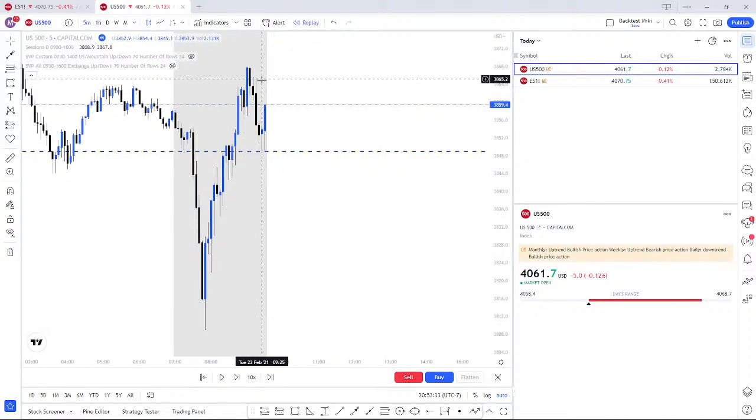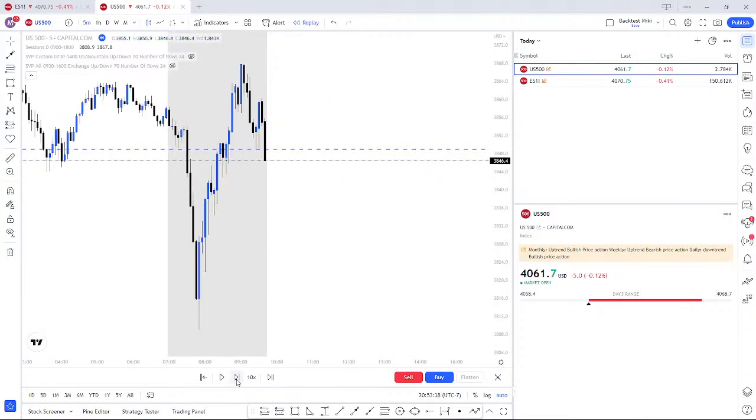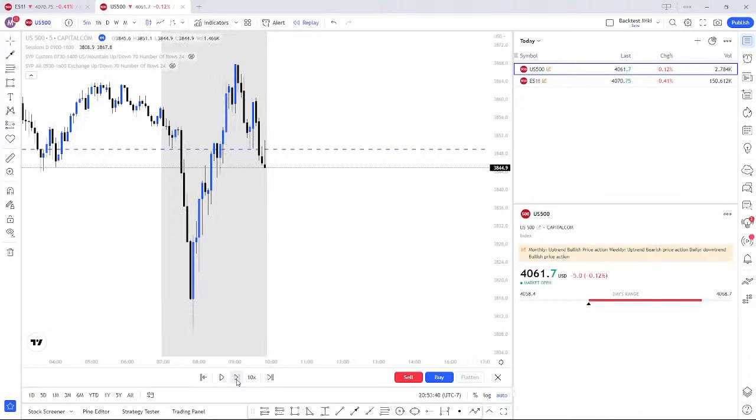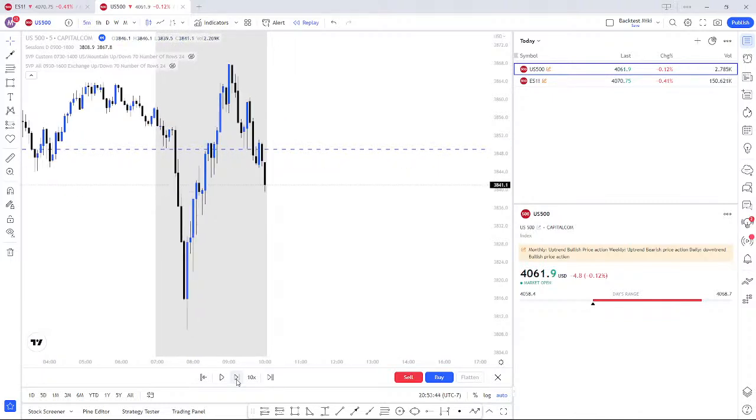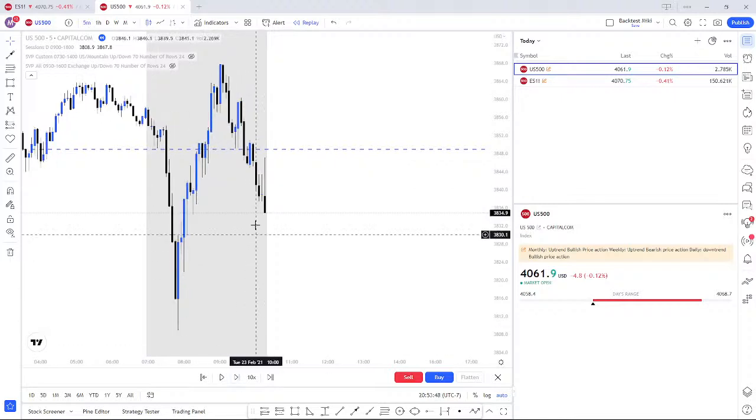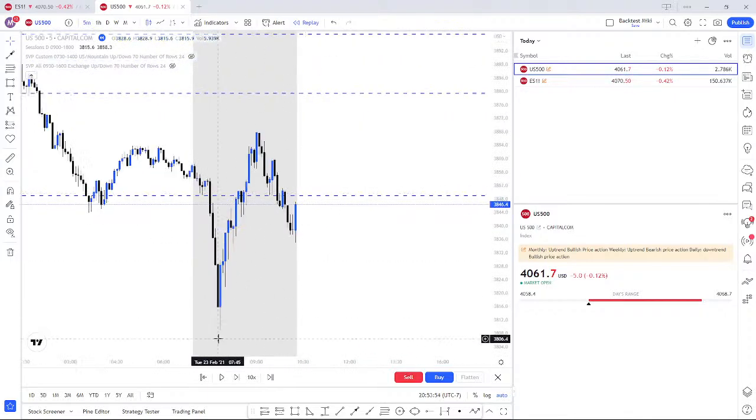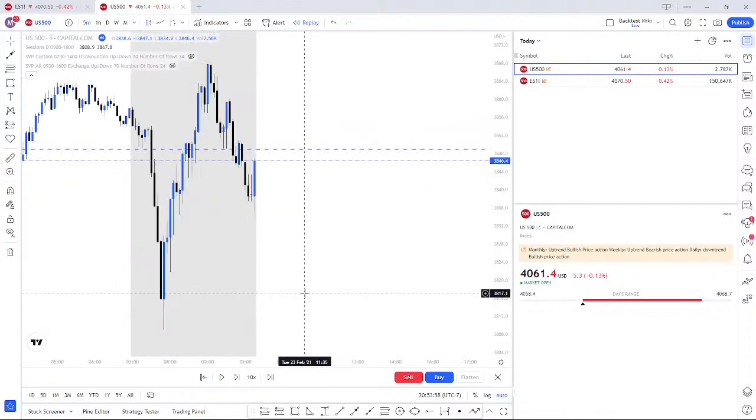Let's see if price interacts up here. That's where we found some rejections from. Didn't quite make it. There have been no trades today. No trades at all. It's just running up and running back down. How annoying.